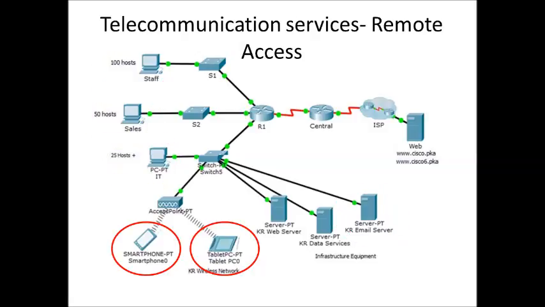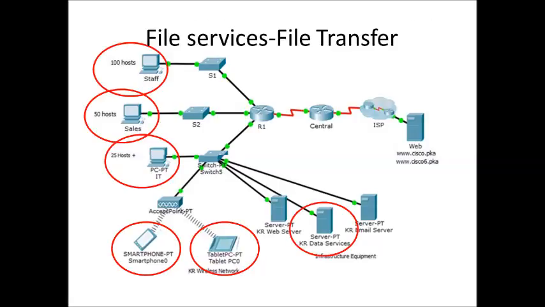Remote access will be implemented on the wireless devices in order to access a primary virtual computer system on the smartphone and tablet. File services. File transfer will be implemented in the data server so that files can be downloaded from the server. It would also be used by all the clients on the network. It may also be used in order to download files from the Cisco server.